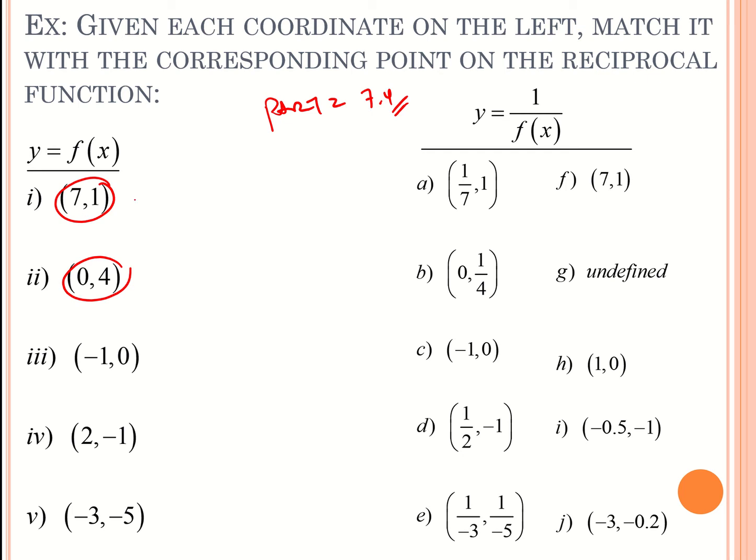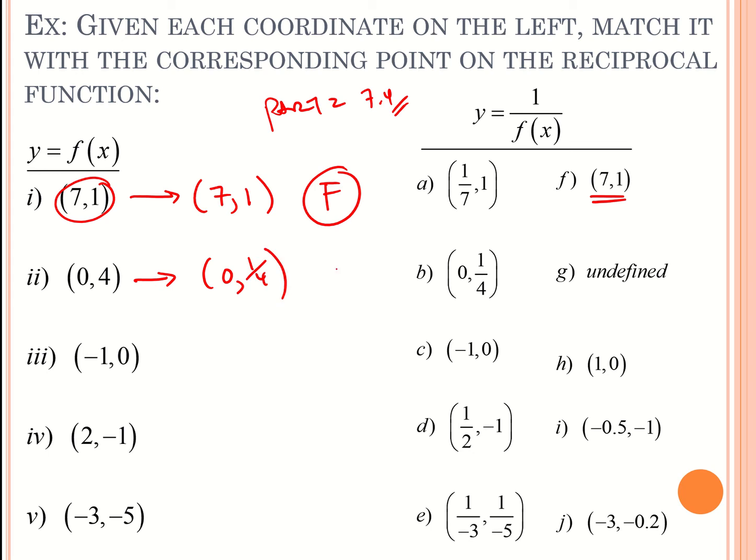So 7 comma 1, again, the x value stays the same, and the y value is reciprocal, so 1 just becomes 1. So the first one's going to be f, okay? The second one is 0 comma 4, again, the x value stays the same, and the y value becomes 1 over 4, and that's like b, okay? C, you have x is negative 1, but the y value is 0, so you can't take the reciprocal of 0. So therefore, number 3 is g, it's undefined, okay?